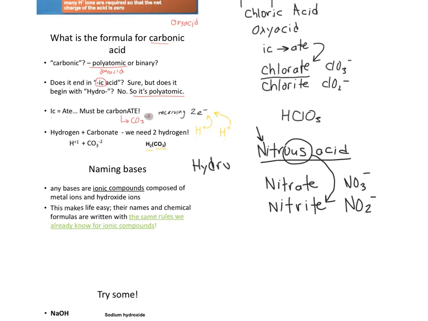That makes my formula NO2, and then I just need to balance out the number of hydrogen ions. So we have one negative charge going to our nitrite, which means we have one hydrogen giving that electron away. And to get the final formula, I just erase the negative.